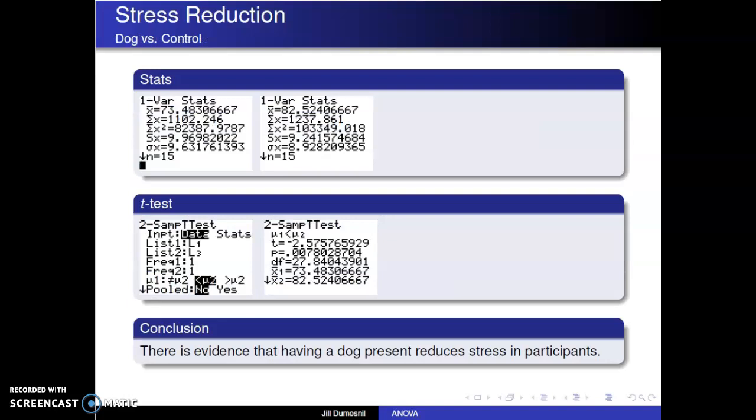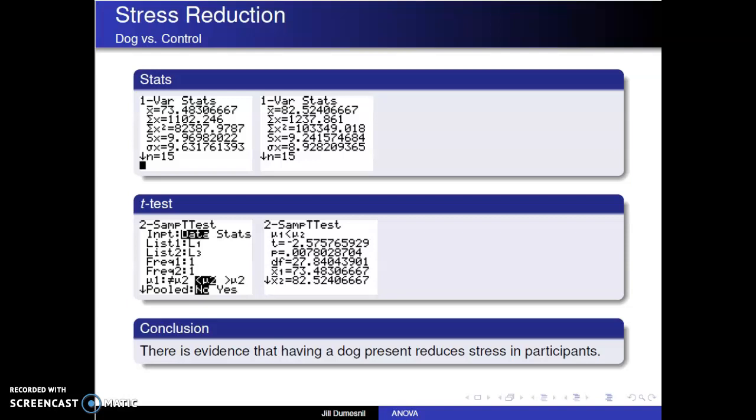Let's first compare the dog group to the control group. To inform what to choose for the alternate hypothesis on the t-test, we compute one variable statistics on list 1, the dog group, and list 3, the control group. The dog group has a mean heart rate of 73.48, and the control group has a mean heart rate of 82.52. Thus, we choose mean 1 less than mean 2 when conducting the t-test.